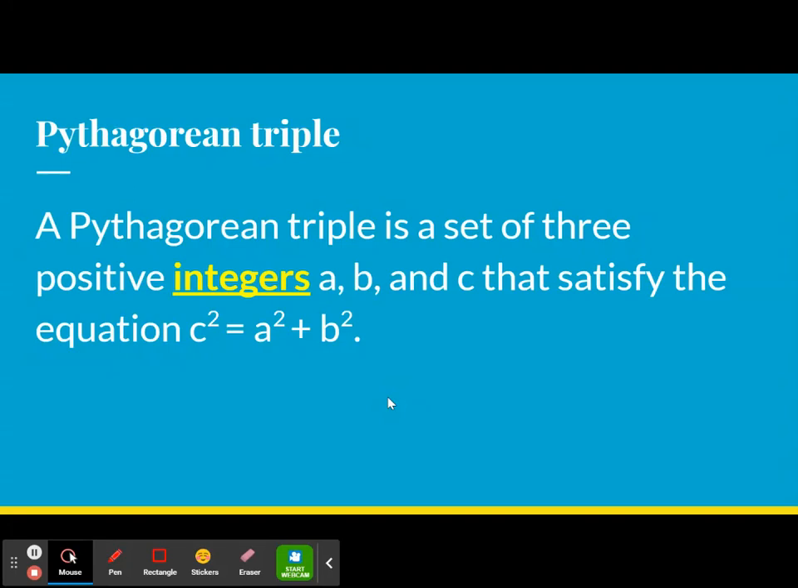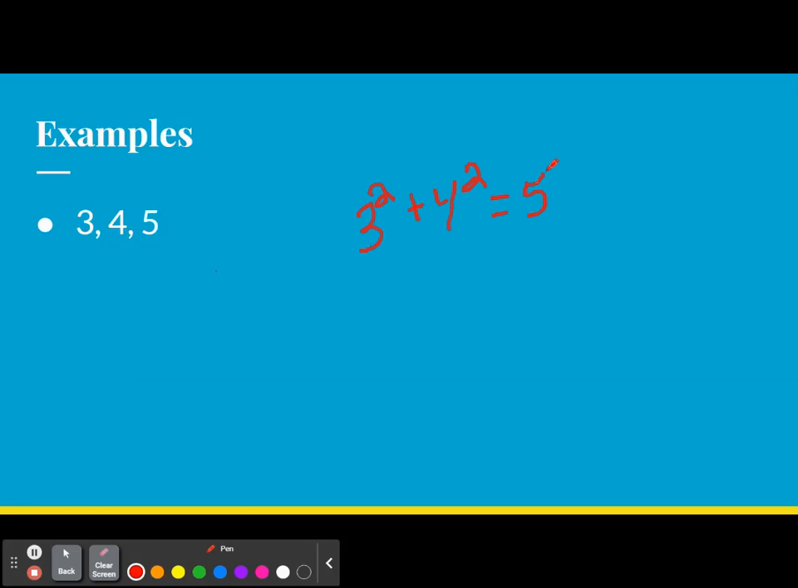There's no decimals. If you ever get a radical as your answer, that means it's an irrational number. Like if you get the square root of 2 as a side, it would be in a decimal form. So if you ever find the length of a side and it's a decimal, it cannot be a Pythagorean triple. Some of the most common Pythagorean triples that you're going to see are 3, 4, and 5. Because if you were to add 3 squared plus 4 squared, it would equal 5 squared.